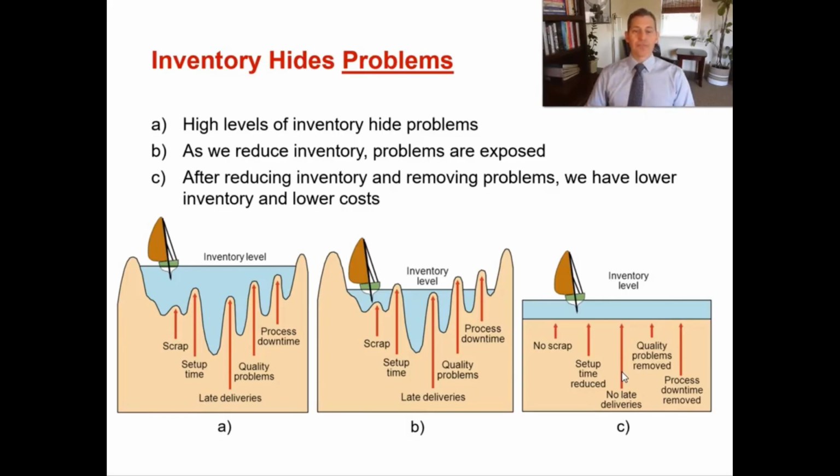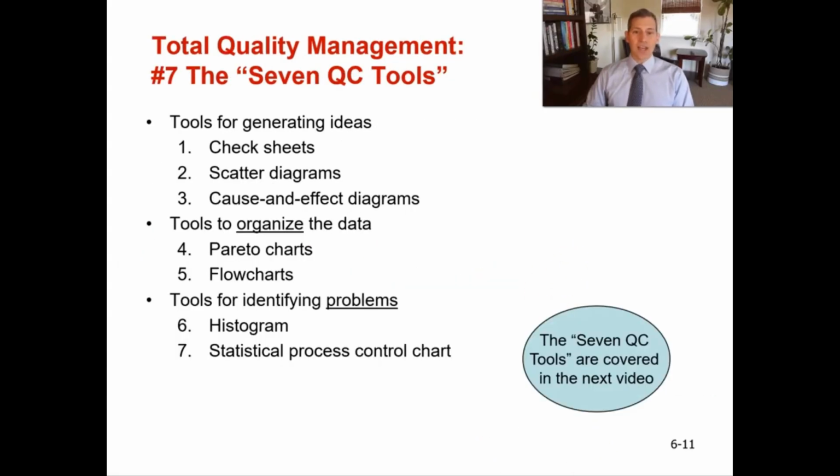Okay, so that was number 5 of our total quality management concepts. We are going to skip number 6, which is the Taguchi concepts, and the last concept for total quality management is the 7 quality control tools. And we will talk about these 7 quality control tools, which are tools for generating ideas, tools for organizing data, tools for identifying problems. So those 7 different quality control tools we will talk about in our next video. Okay, so I'm going to have a separate video just for these 7 quality control tools.